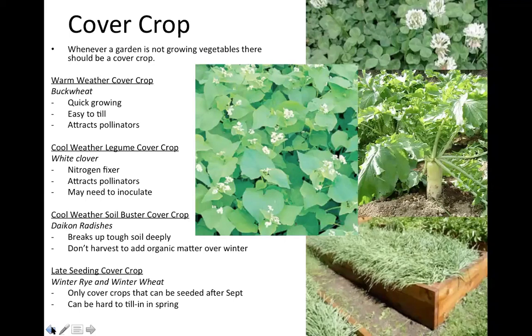But if you just have a space you're not going to do anything with, buckwheat makes a really great summer crop. It grows really quickly. It will keep weeds out, and it also will attract a lot of beneficial insects. And over winter, you can do winter rye and winter wheats. But if you're not into cover crops, just buy some mulch. You just want to protect your soil as much as possible.